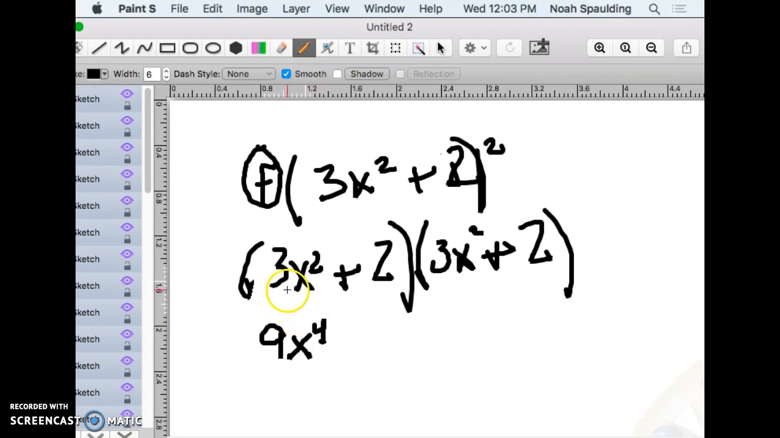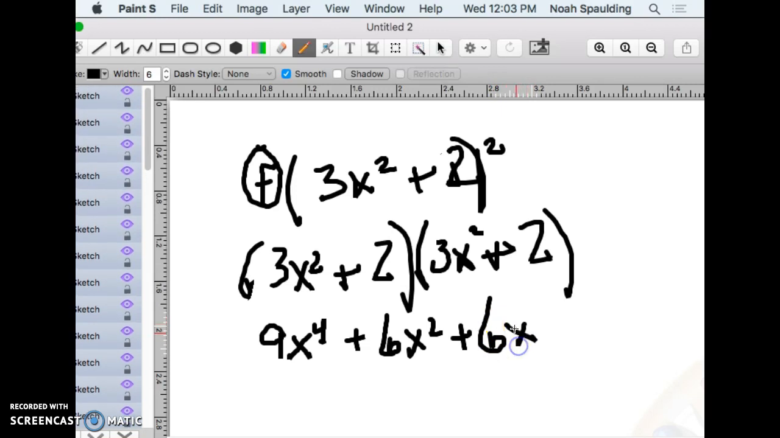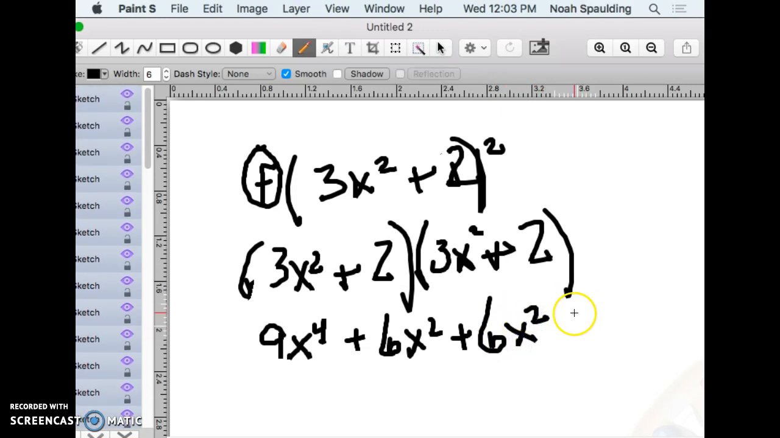Then the outer 3x squared times 2, you just multiply the 3 times 2, so that becomes 6. X squared comes along with it. 2 times 3 is another 6x squared. 2 times 3 is 6, and the x squared comes along with it. And then 2 times 2 is 4.